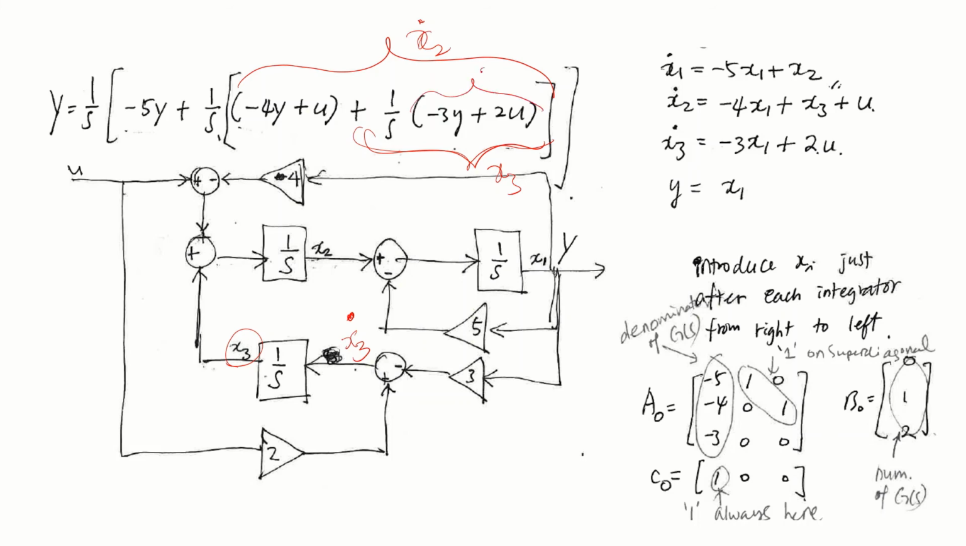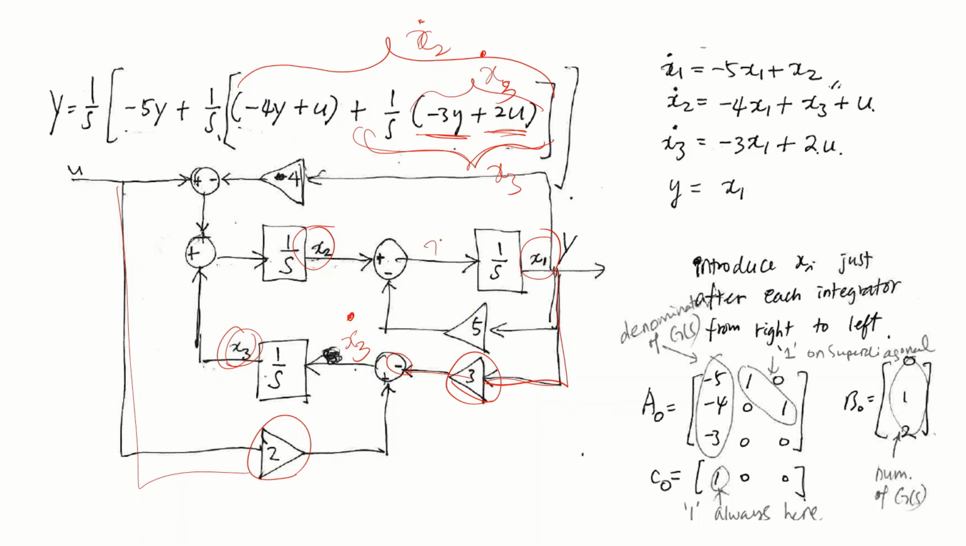Right, so this is x3 dot, and this x3 dot is the sum of minus 3y plus 2u. So with negative sign, minus 3 times y plus 2 times u. Okay, so that's how you define these state variables x1, x2, x3. It is quite complicated, much more complicated than the control canonical realization. But let's just go ahead and look at the state model corresponding to this state vector.